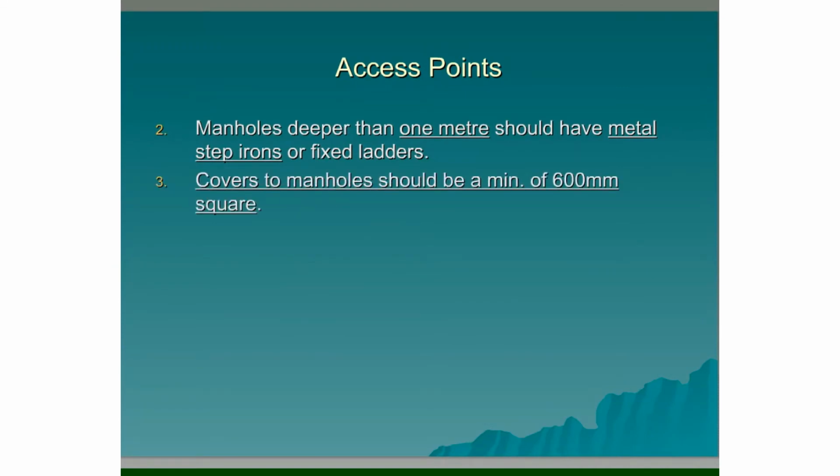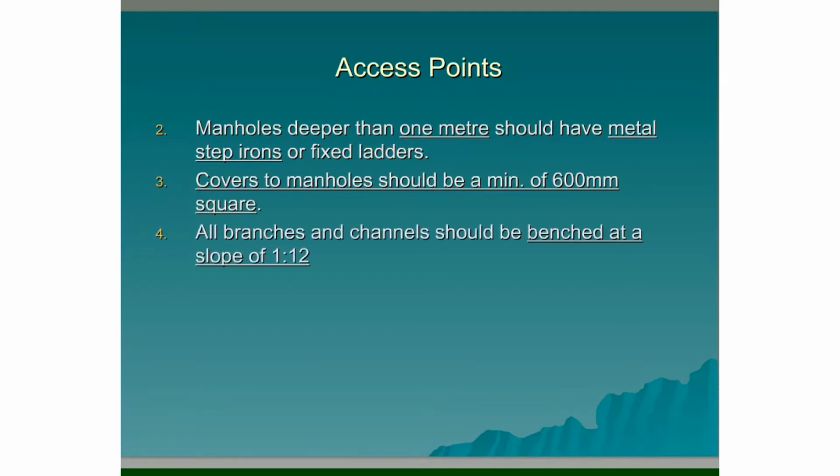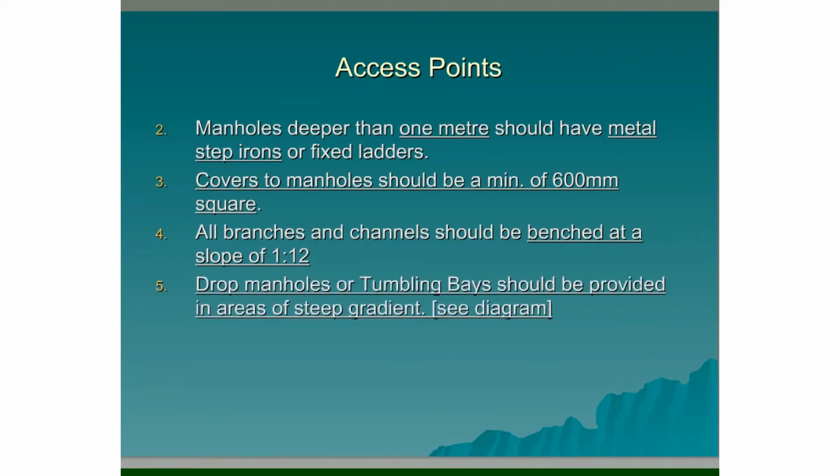Covers to manholes should be a minimum of 600 mm square. Again, this is to allow enough space for a person to gain access to the manhole. All branches and channels should be benched at a slope of 1:12. And drop manholes or tumbling bays should be provided in areas of steep gradient. You can see in one of the following diagrams.